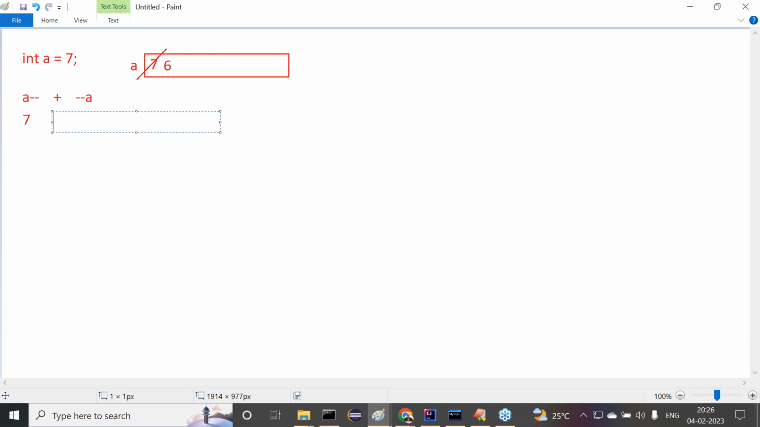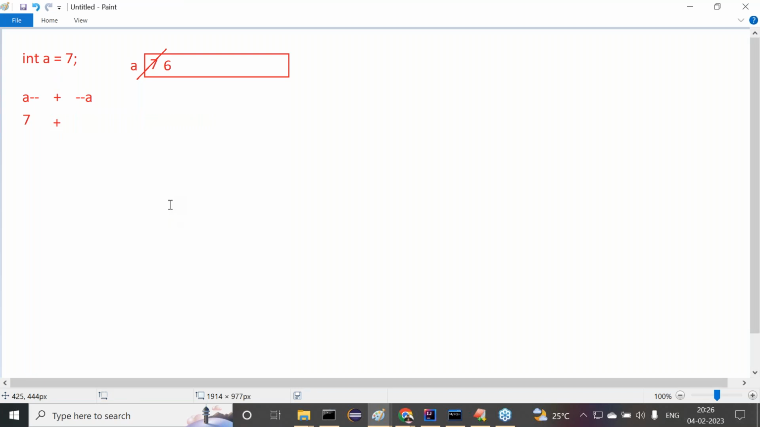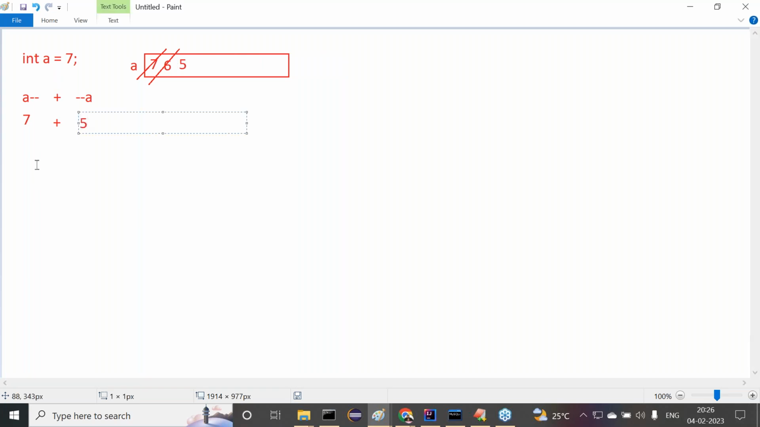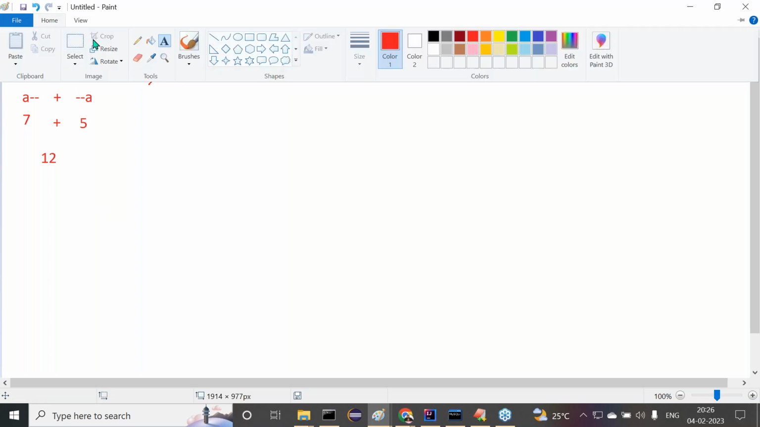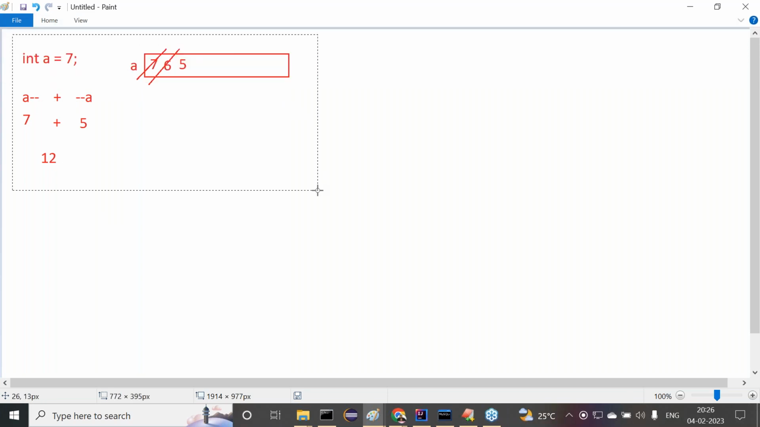All right, sir. Next one is plus. After that, what is the next one here? Minus minus. Now this time it is pre-decrement. Pre-decrement in the sense first a value must be decremented by 1. That is, 6 is decremented by 1. There we are getting 5. That 5 will be participated in our expression. Now tell me 7 plus 5. What's the value here? 12. Right, sir. Now this is the simple explanation for it.